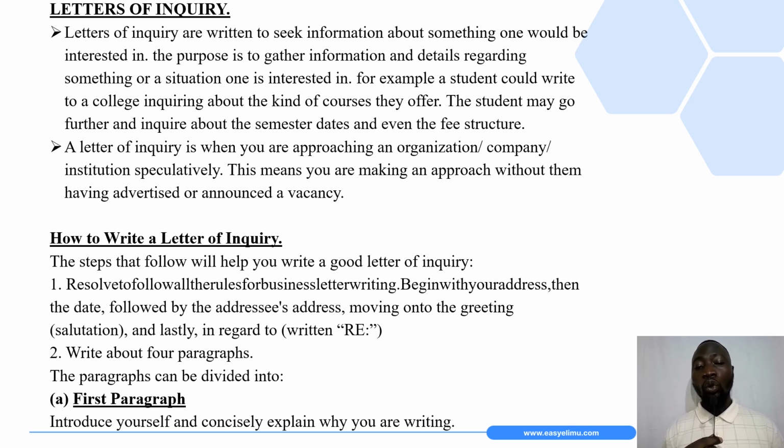Moving on to the greeting. So greeting is what we call salutation. And lastly, in regard to, that is written as RE or abbreviated as RE.